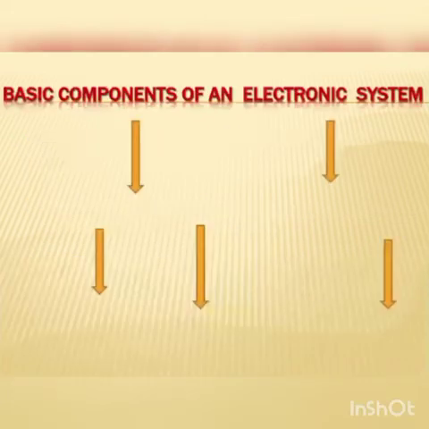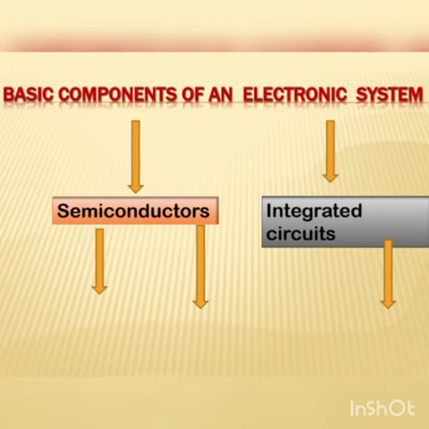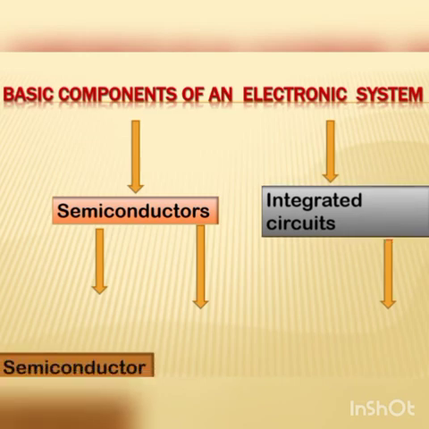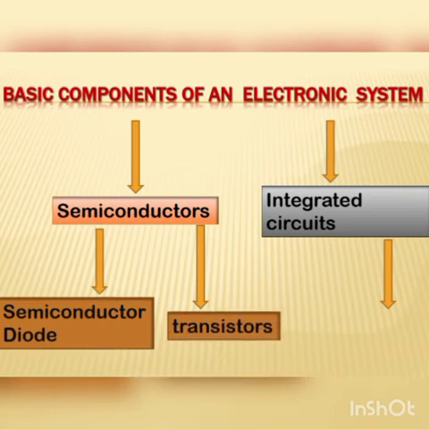Now, the basic components of an electronic system can be mapped out in this way. Semiconductors and integrated circuits. In semiconductors, the diode is there and the transistors are there. And in integrated circuits, ICs are there.